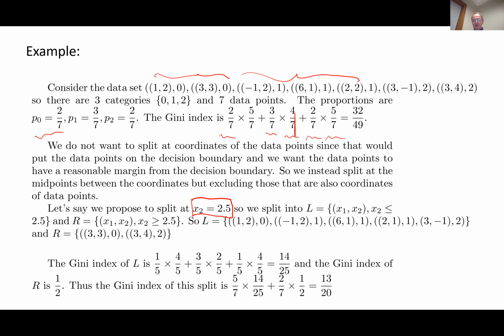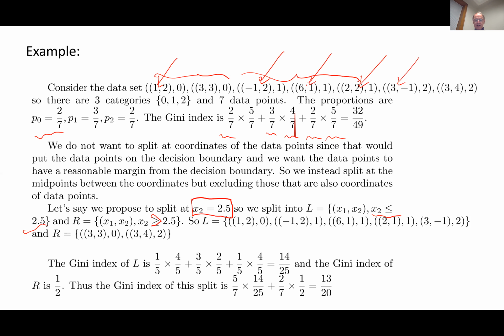So we're going to split our data set into two pieces, namely those where x2 is less than or equal to 2.5 and those where x2 is bigger than 2.5, not bigger than or equal to. And so we can see what that gives us. We look at the points where x2 is less than or equal to 2.5. That gives us this point, this point, this point, and this point and this point.